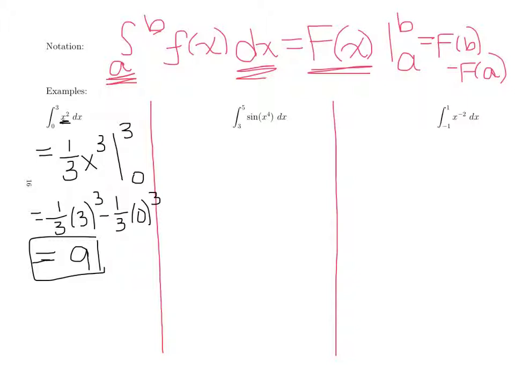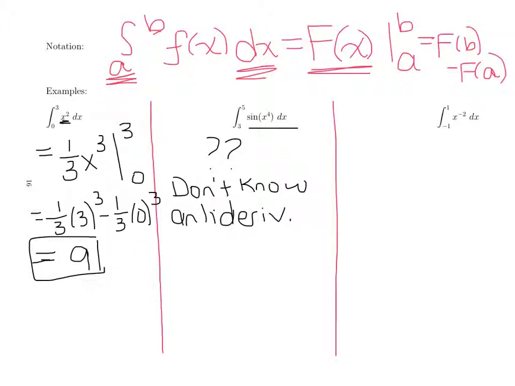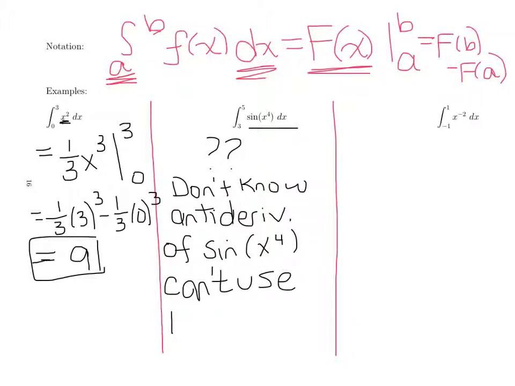So next, it wants us to find the integral from 3 to 5 of sine of x to the 4th dx. And unfortunately, if we start to try to do this and we think about, hey, we need the antiderivative of sine of x to the 4th, we actually can't do that, right? I don't know the antiderivative of sine of x to the 4th. So it's just kind of a cautionary tale: since I don't know the antiderivative of sine of x to the 4th, I actually can't use the fundamental theorem of calculus. And so I can't do this question.